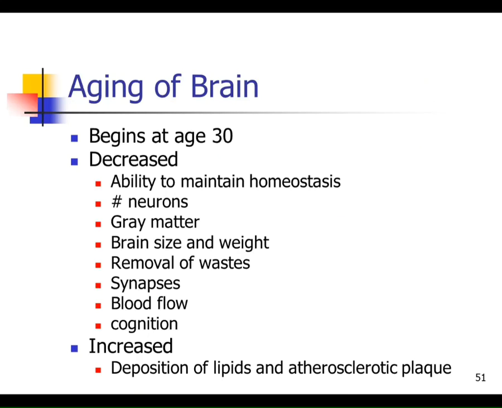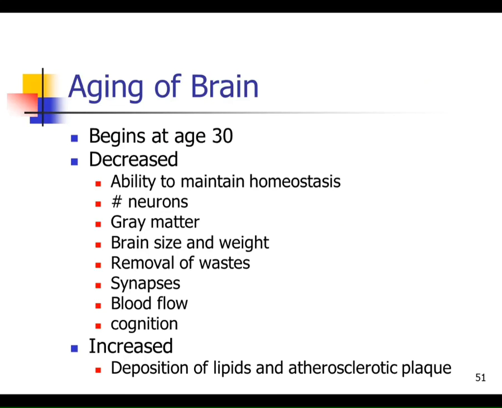What happens with the brain? About age 30, it starts to fall apart. Not horribly fast, but from age 30, you start seeing a decrease in the ability to maintain the brain's homeostasis, a decrease in the number of neurons, a decrease in the amount of gray matter, the size, the removal of waste decreases, the synapses reduce, blood flow reduces, cognition reduces. Only thing that increases is the garbage, right?